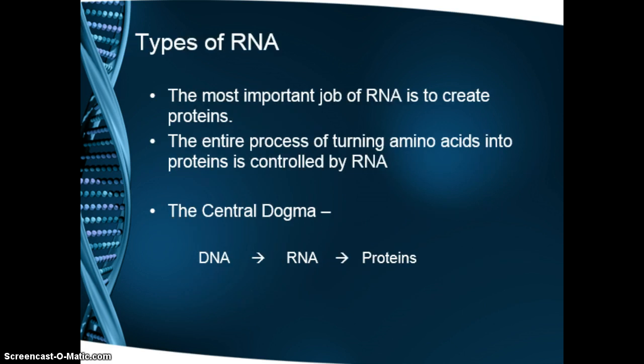Now looking at RNA, again, the most important job of RNA is to create these proteins, which will then go on and influence the workings of the cell and the expression of those genes. The entire process of turning amino acids into proteins is actually controlled by the RNA. So that's why we're going to spend some time looking at it. So this whole central idea is we've got this DNA that has these coded instructions, and we're going to use this RNA to help get those coded instructions out of the nucleus and into the rest of the cell, working to create these proteins, which will then go on and express the genetic information.